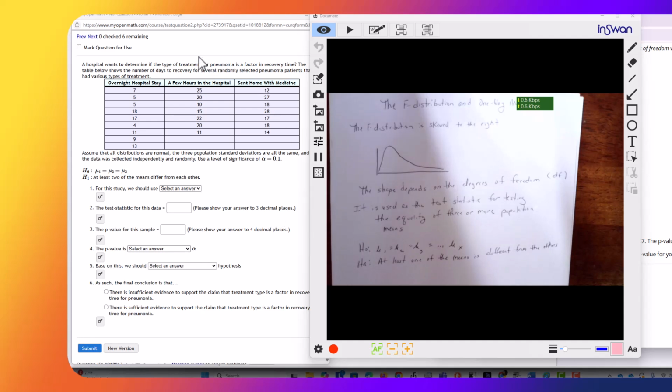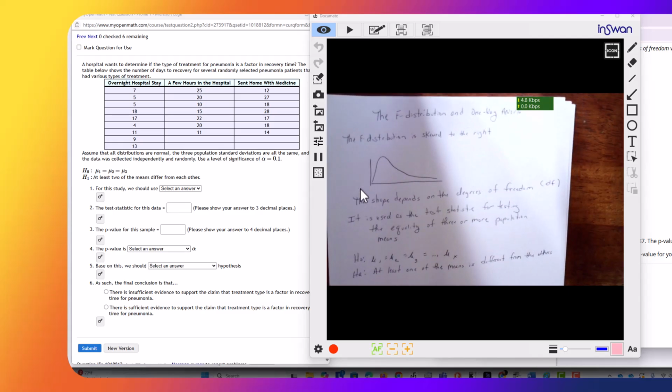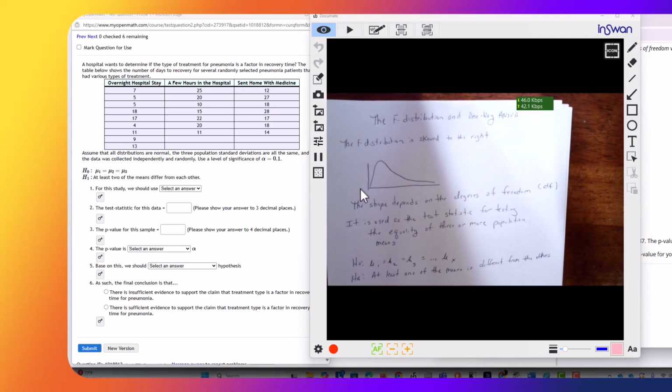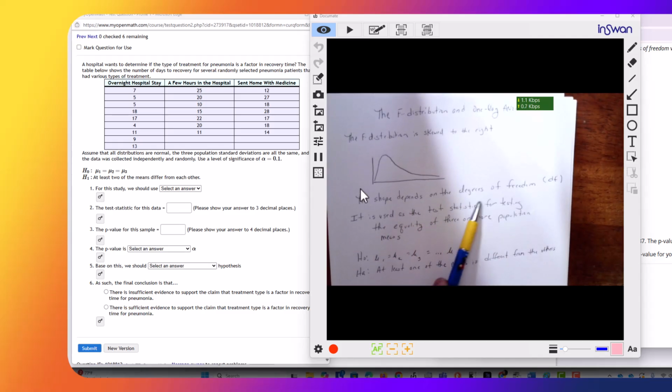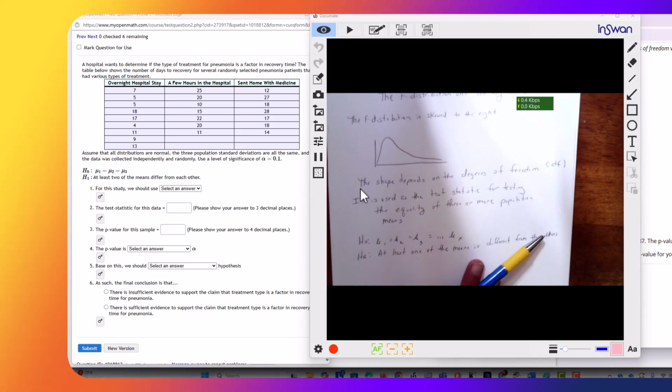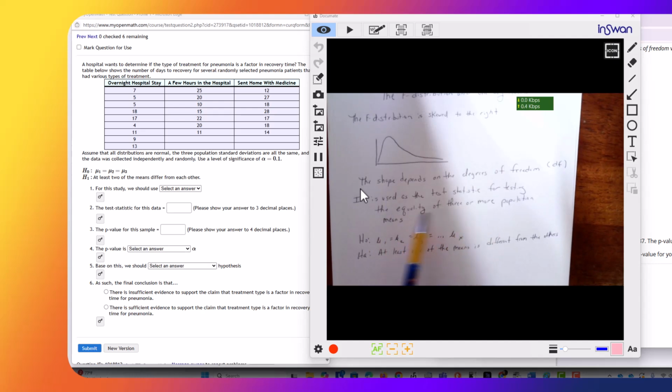Okay, we're going to be looking in chapter 13 at the F distribution and one-way ANOVA, which stands for analysis of variance. First of all, we're going to be using the F distribution, and it's skewed to the right, just like chi-squared was. The shape depends on your degrees of freedom, like chi-squared did, but this is kind of the standard of what it looks like. It's used as a test statistic for testing the equality of 3 or more population means.